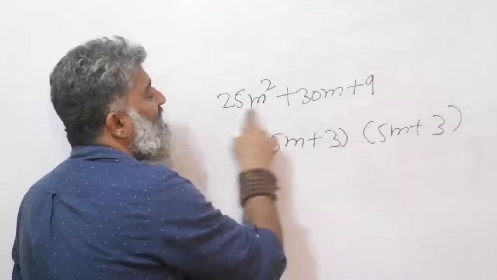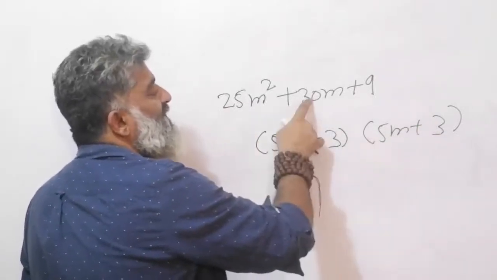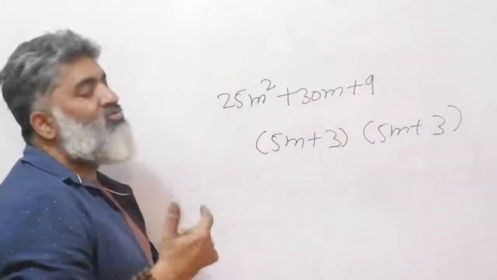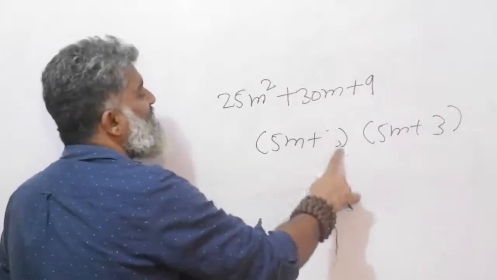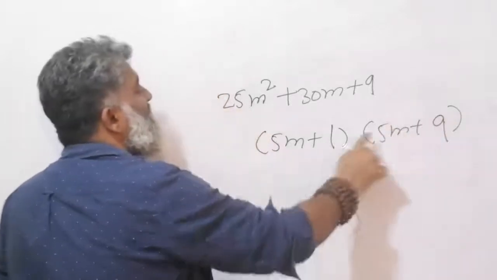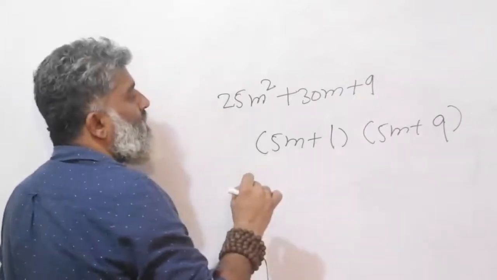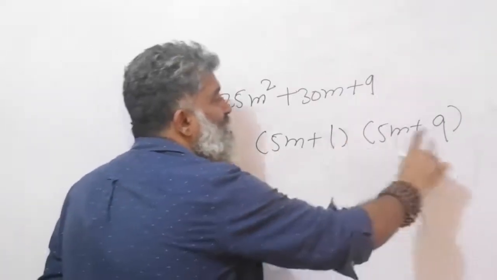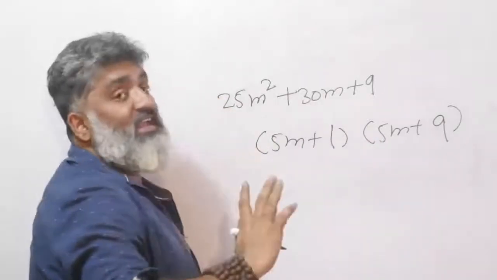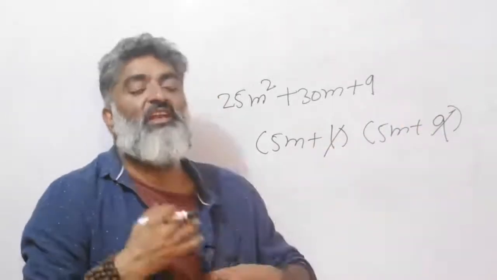So 5 into 5m will give me a 25m square. This will give me a 15m, this will give me a 15m, giving me a total of 30m, and then 3 into 3 will give me a 9. Just to try and make a mistake, what if I change it to 1 and 9? So 5m into 5m gives me a 25m square, which is fine. But now 5m into 9 gives me a 45m, and 1 into 5m gives me a 5m, a total of 50m. So that's why 1 and 9 is not going to work for me.